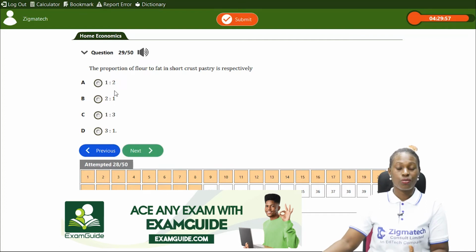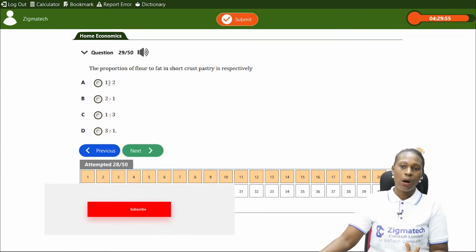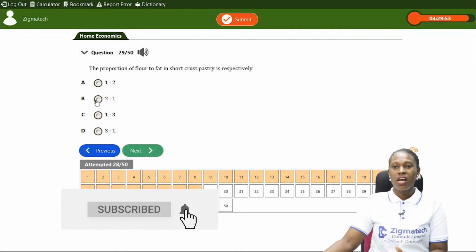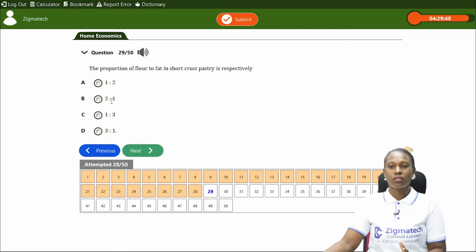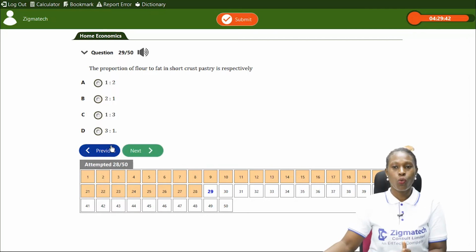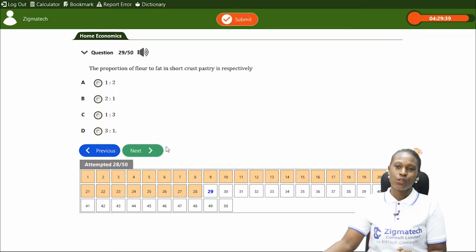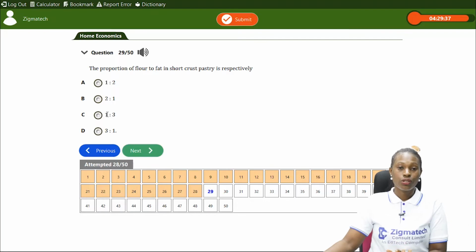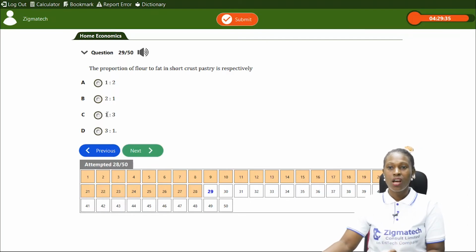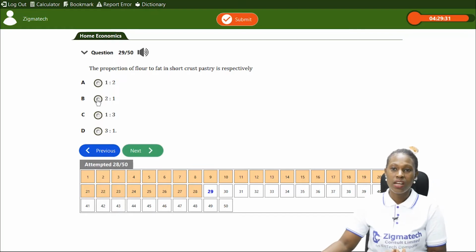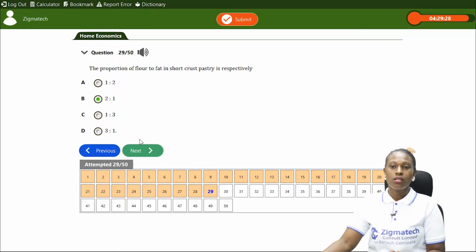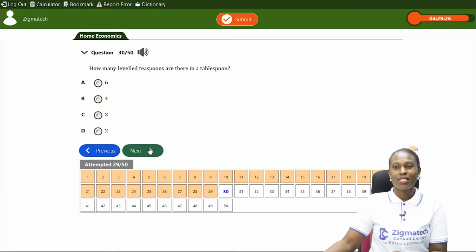So we have option A here, 1 to 2. Is the flour 1 while the fat is 2? Or B, is the flour supposed to be 2 while the fat is 1? Then C, 1 to 3. Then D, 3 to 1. Now the answer to this question is 2 to 1. In short crust pastry, flour to fat is 2 to 1. So the answer here is what? 2 to 1. Let's move on.